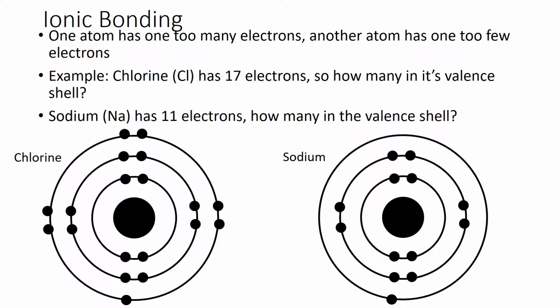Sodium, how many valence electrons does sodium have? Just 1. So what do you think is going to happen when we put these 2 things near each other? Yeah, chlorine's going to steal sodium's electron. What a jerk move. And so when they do that, now sodium has one fewer electron than it had before, so now it has a positive charge because we took away a negative, and now chlorine has a negative charge.